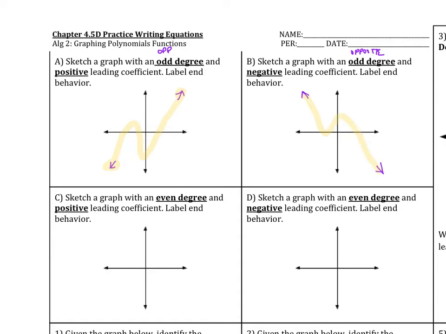Even degree and positive. So think about a parabola. Even goes in exactly the same direction, exactly the same. And if it's positive, it's going to go up and up. And then the middle part could be anything. So let's just make it a parabola.